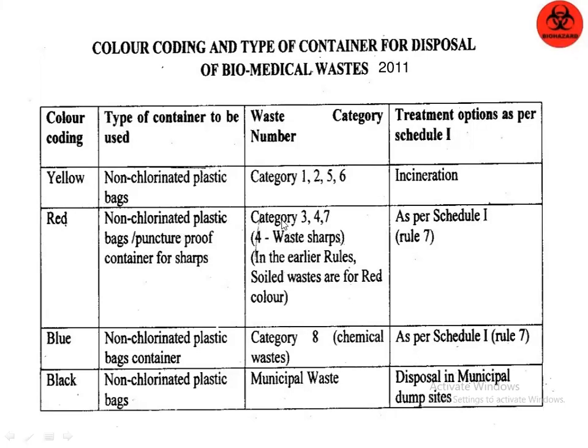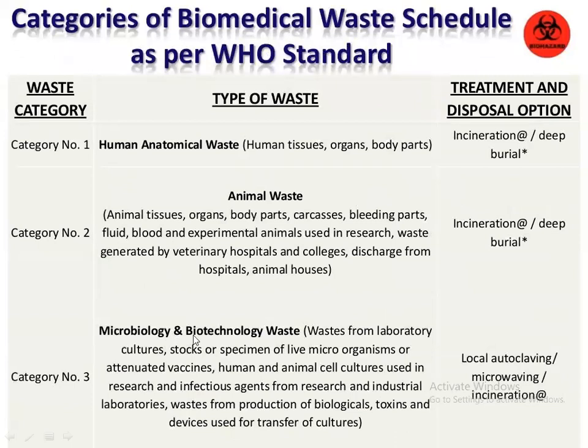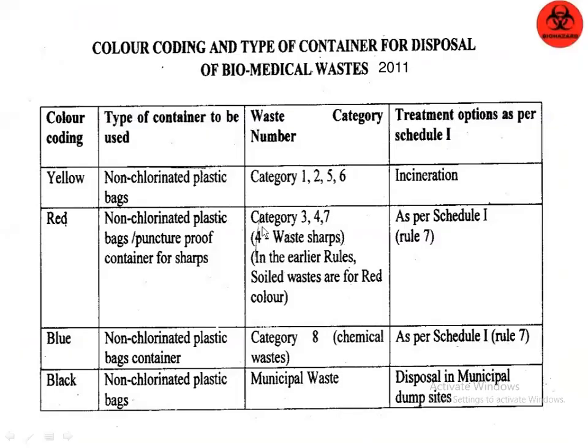त्यानंतर रेड कलर मध्ये 347 non-chlorinated bags are used. Puncture proof container for sharps. कॅटेगरी कुठली आहे? रेड कलर मध्ये 347 काय? मायक्रोबायोलॉजी अँड बायोटेक्नॉलॉजी बेस्ड, थर्ड. 4th नंबर इज वेस्ट शार्प, त्यामुळे निडल सिरिंजेस येतील. आणि 7th सॉलिड वेस्ट. दे आर शोन बाय रेड कलर 347.